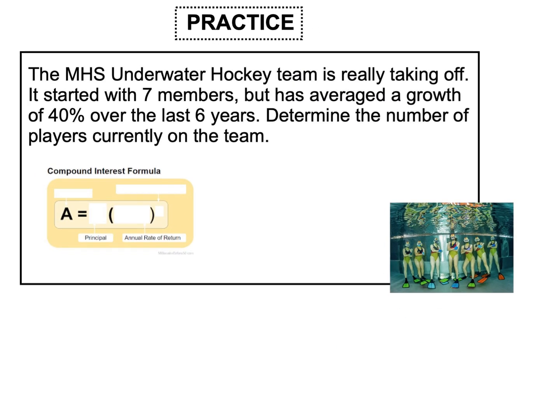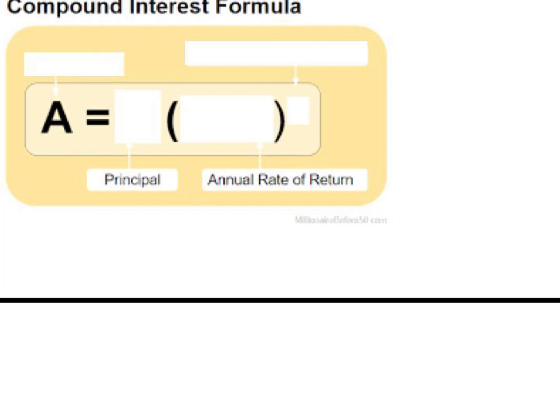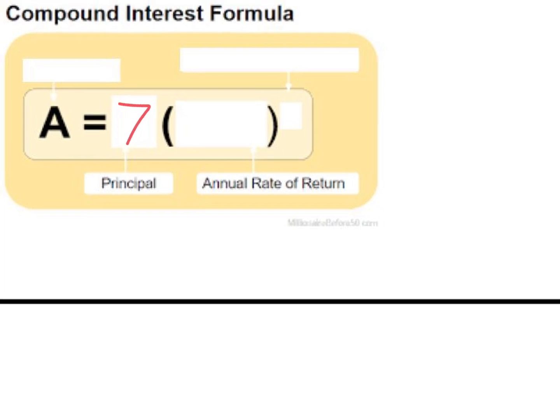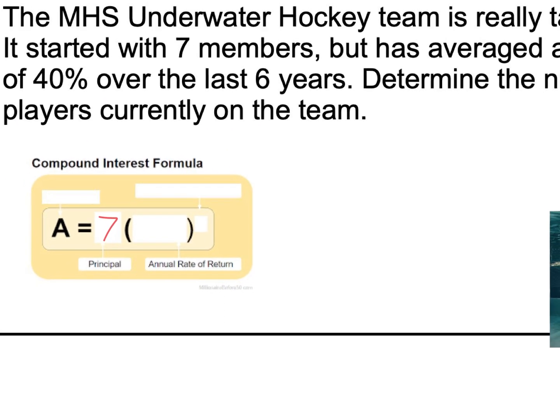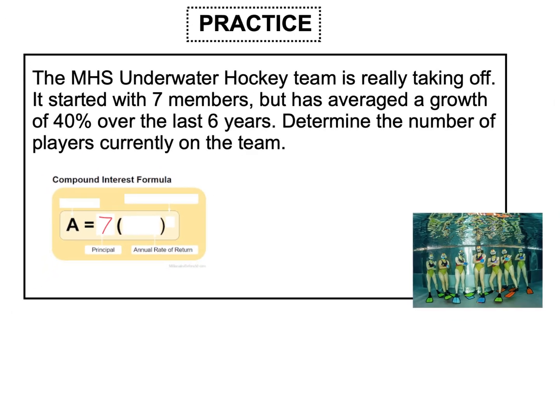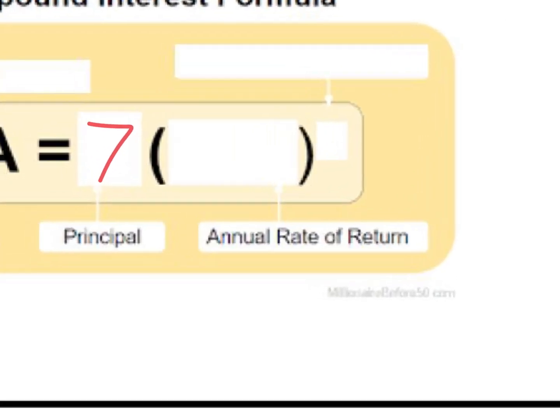The MHS underwater hockey team, of course you don't really have one of those, started with 7 members. Ooh, I know where to put that. Do you know where to put that? Right there in the front. It has averaged a growth of 40%. Ooh, I know how to do that. Do you know how to do that?